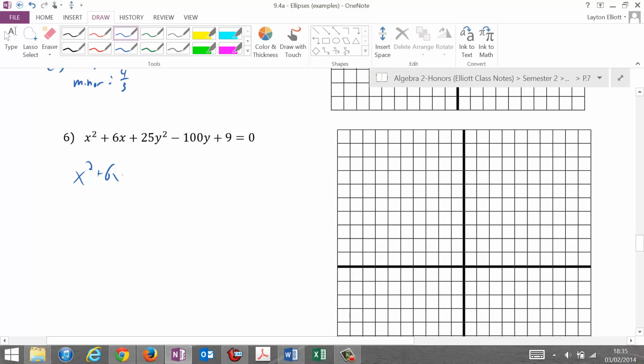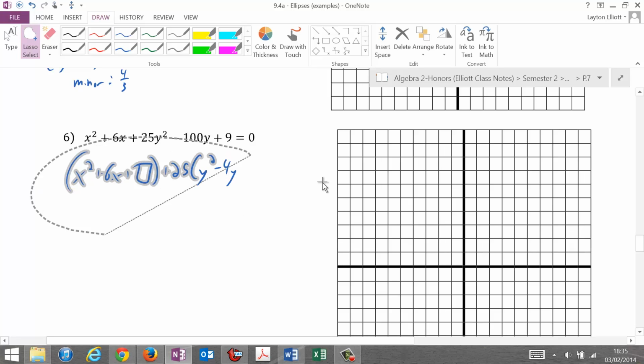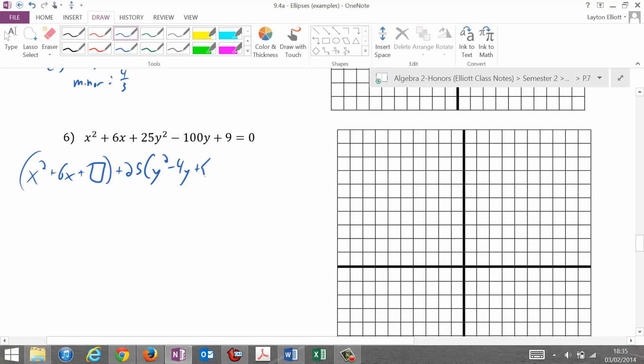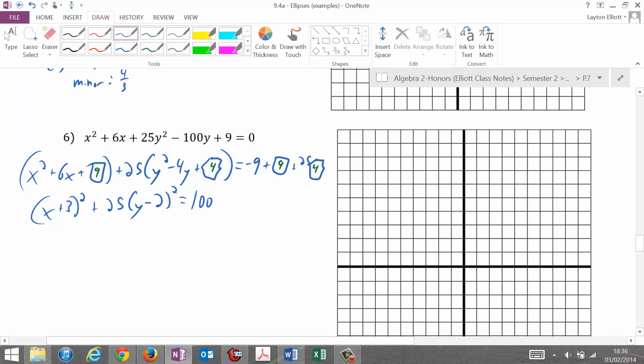I'm going to go x squared plus 6x plus a box, plus factor out the 25, y squared minus 4y. Let's move this down here. Plus a hexagon, and then equals negative 9 plus that box, and then plus 25 times that hexagon, because I did factor out a 25. So keeping that all straight, I got 9 and 4 and 9 and 4, and that's going to give me x plus 3 squared plus 25 y minus 2 squared equals 100.